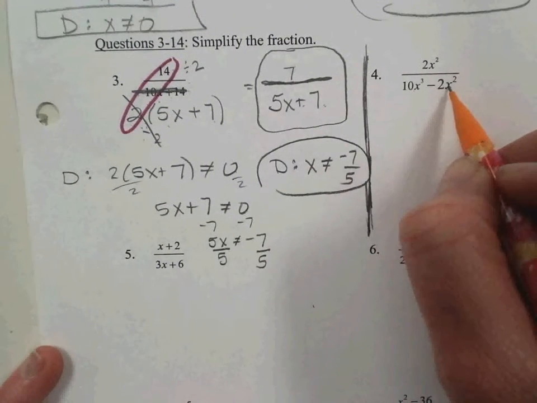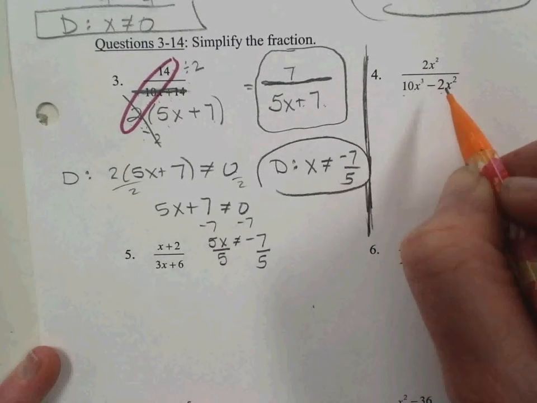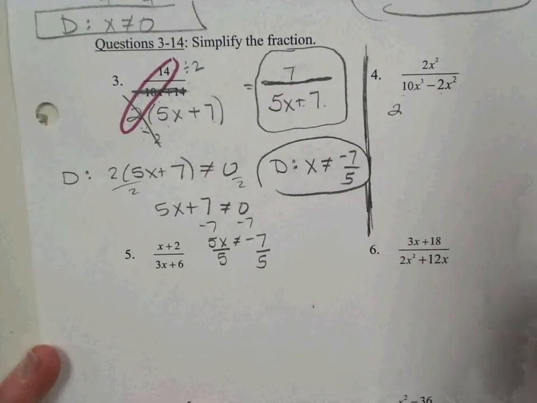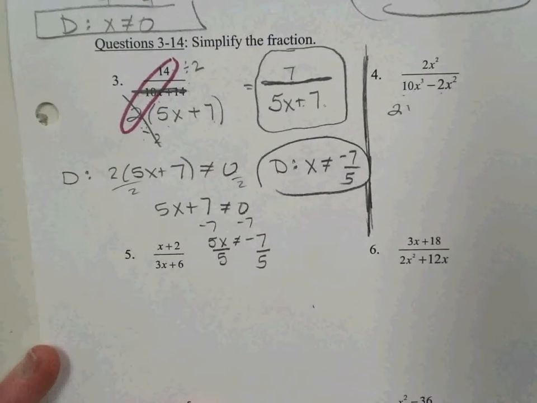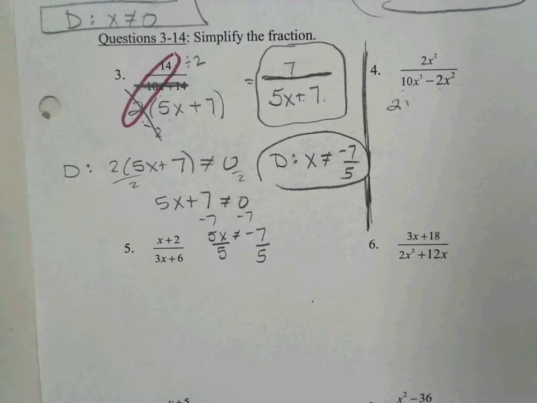Next up, we have number 4, and you see the common factor here. First, looking at the 10 and the 2, common factor is 2. How about between the x cubed and the x squared? X squared is the common factor there.